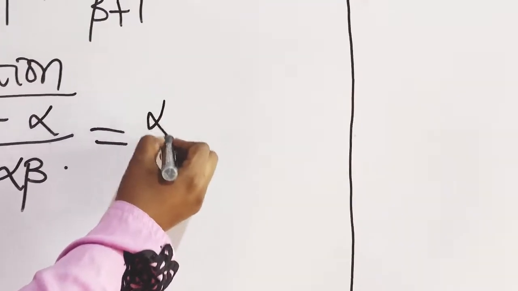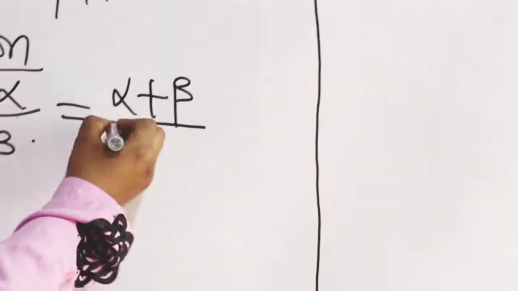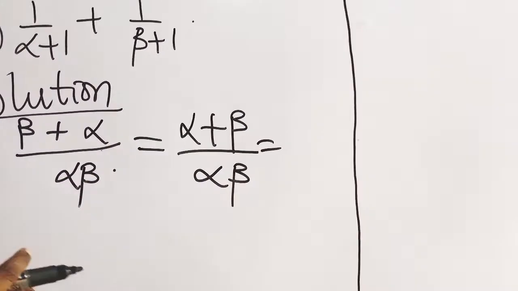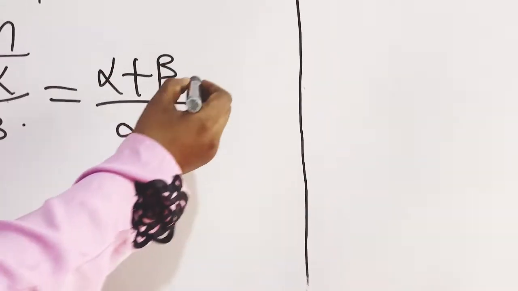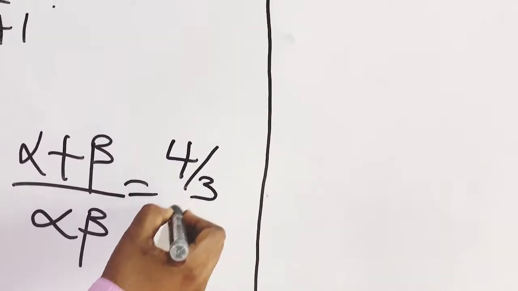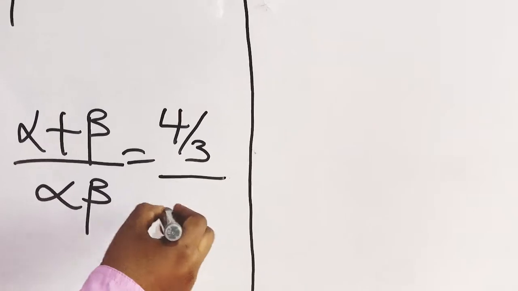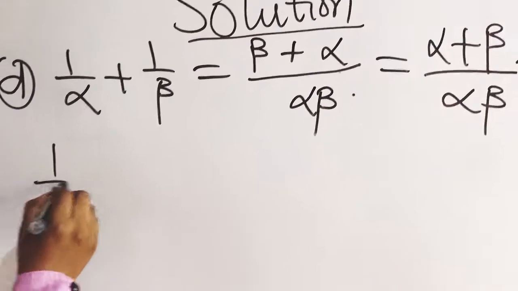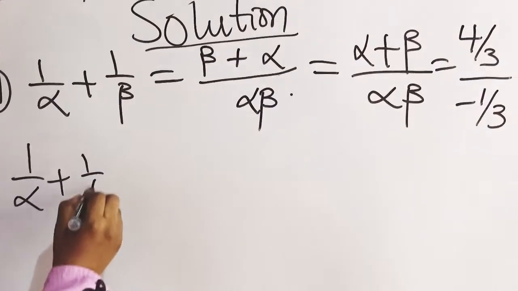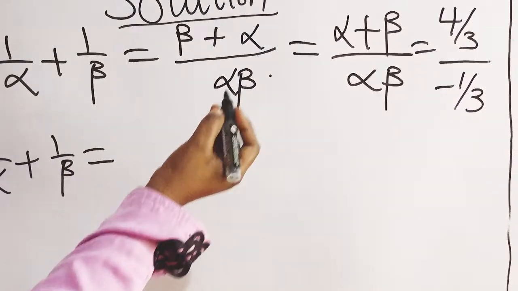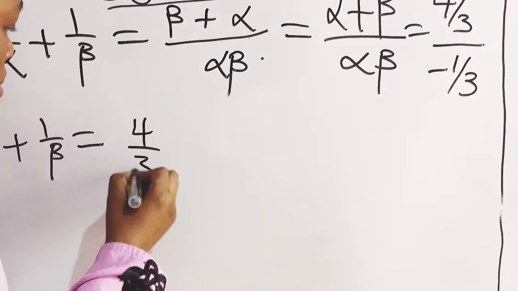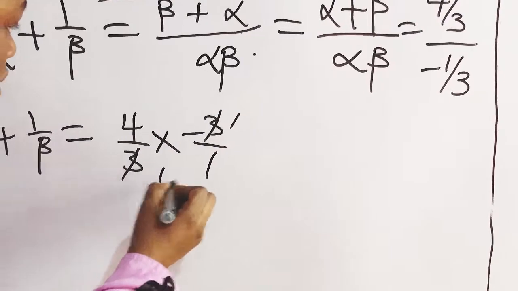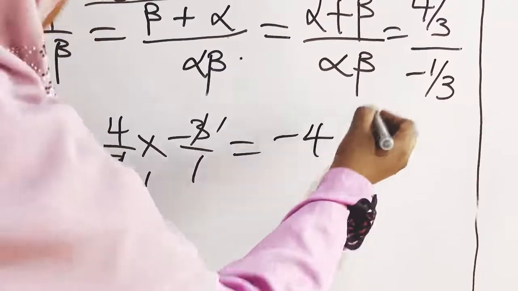So we can say that it is alpha plus beta over alpha beta. And we got 4 over 3 for alpha plus beta, so 4 over 3 divided by minus 1 over 3 for alpha beta. So 1 over alpha plus 1 over beta will now be equal to 4 over 3 multiplied by minus 3 over 1. So 3 here, 1, 3 here, 1. So the answer is equal to minus 4.